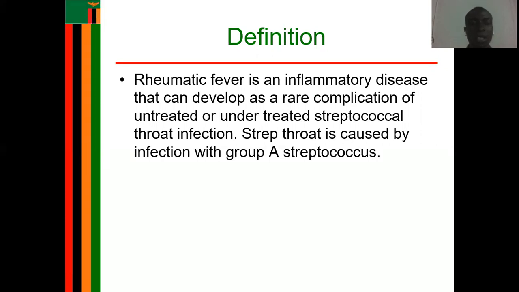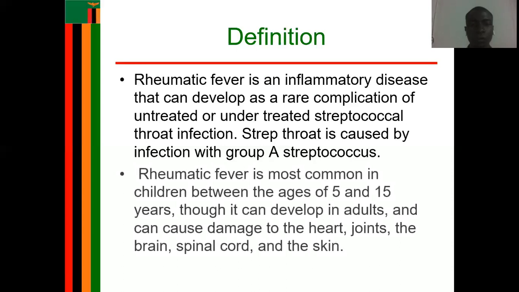So rheumatic fever or rheumatic heart disease is an inflammatory disease that can develop as a rare complication of a throat infection caused by streptococcus A. Rheumatic fever is most common in children between the ages of 5 and 15 years, though it can develop in adults. It causes damage to the heart, joints, brain, spinal cord, and the skin.